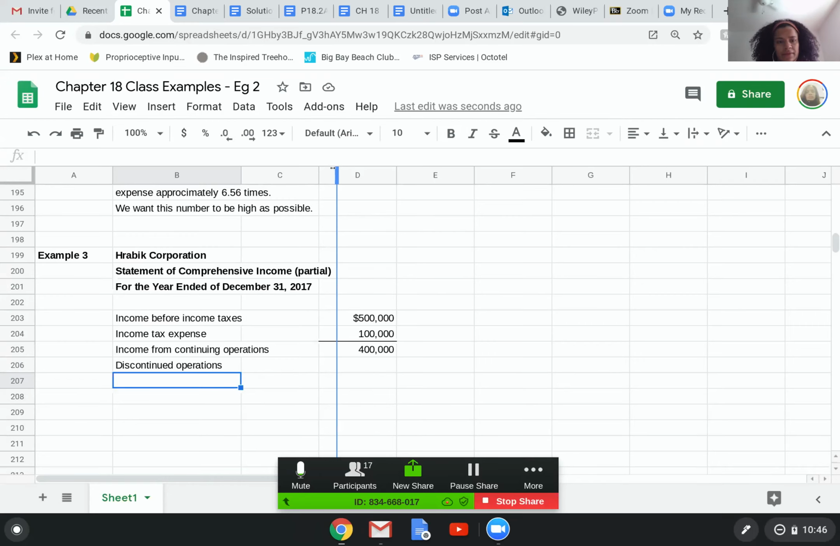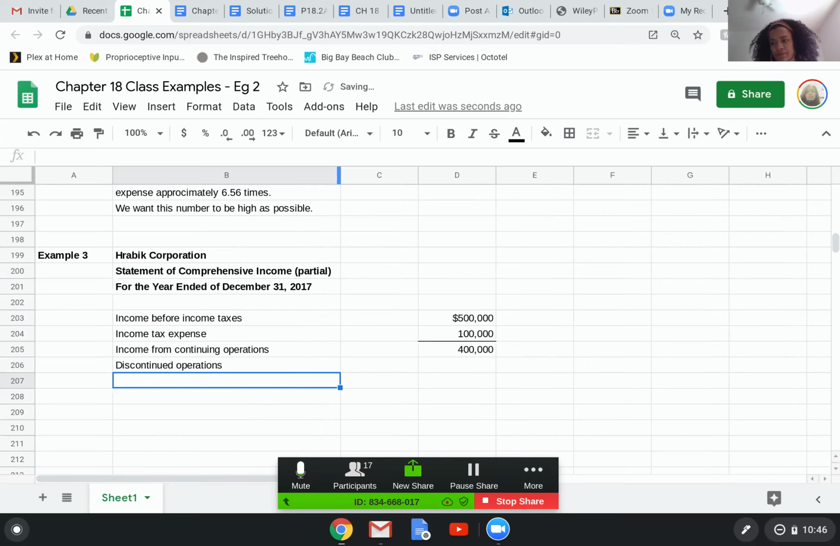So I'm just going to give myself a little bit more space to write because this is going to be a long thing. So, loss from operations of music division. And you're going to tell the reader that it is net of income tax, all right?